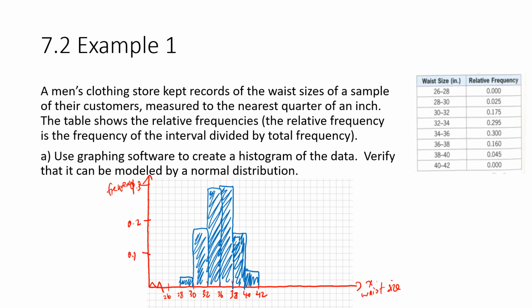All right, so we see it's not perfect, but it is kind of like a normal distribution. If we were to make a frequency histogram, the frequency histogram would look something like this, right?